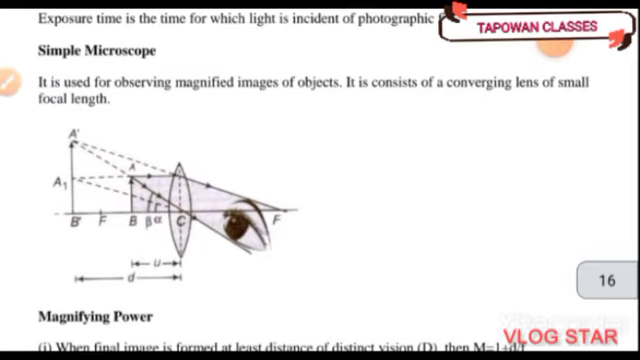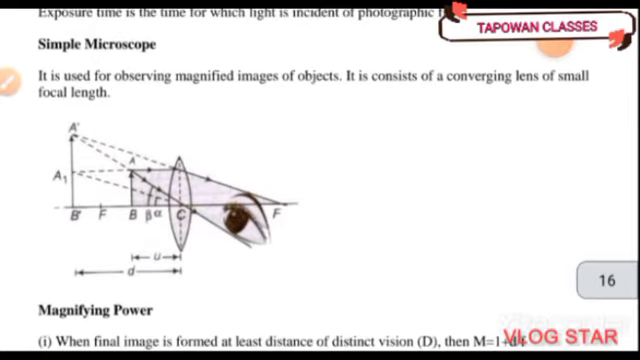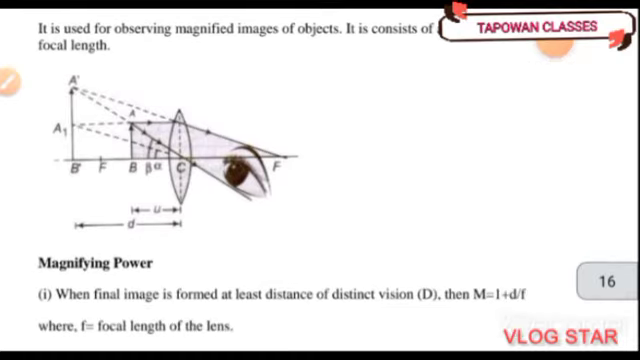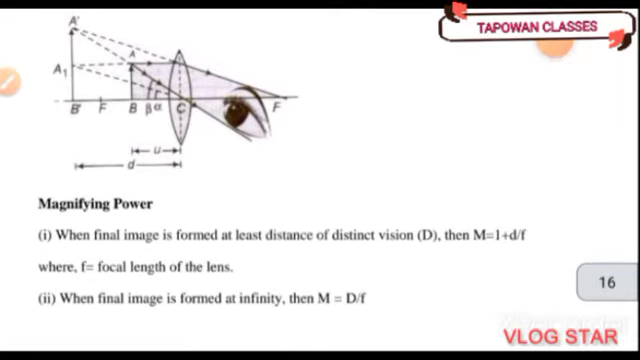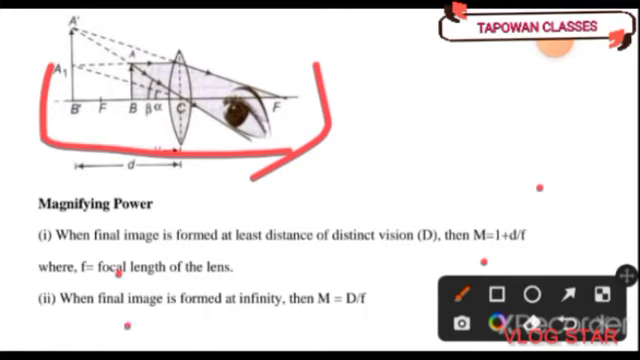It is used for observing a magnified image of an object. It consists of a converging lens of small focal length. So that is the magnifying power of a microscope. When the final image is formed at the least distance of distinct vision D, then m = 1 + D/f, where f is the focal length of the lens. When the final image is formed at infinity, then m = D/f.